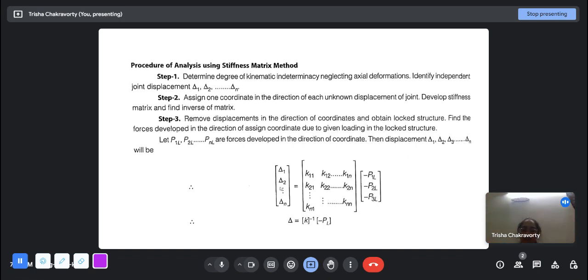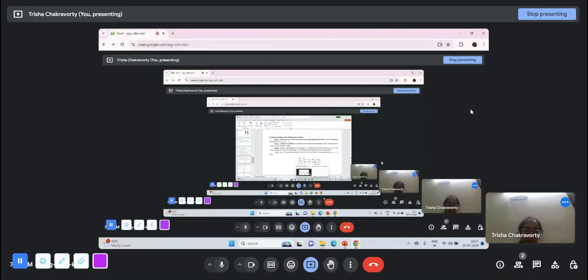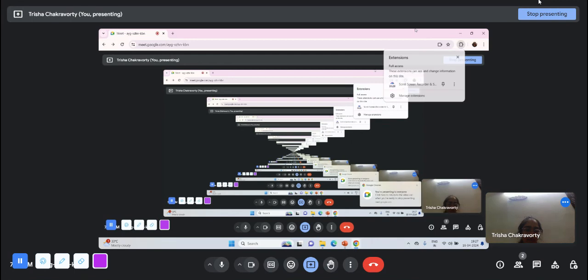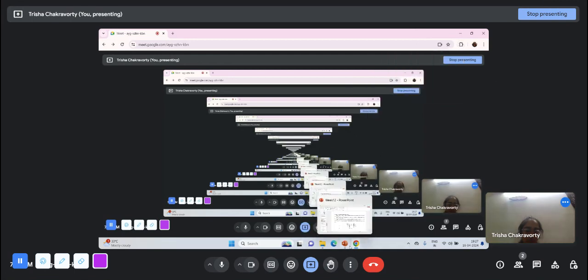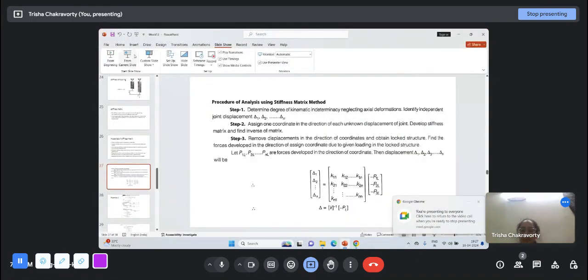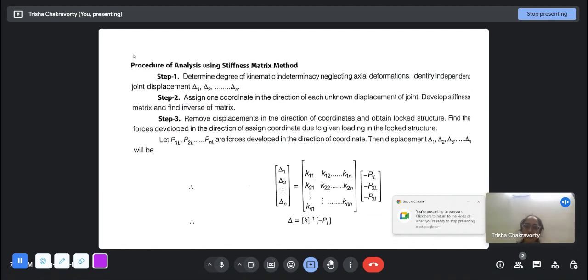The procedure of analysis using stiffness matrix method. Step 1. We have to determine the degree of kinematic indeterminacy, neglecting axial deformations. Then we identify independent joint displacements delta 1, delta 2, delta n. Step 2 is to assign one coordinate in the direction of each unknown displacement of joint.